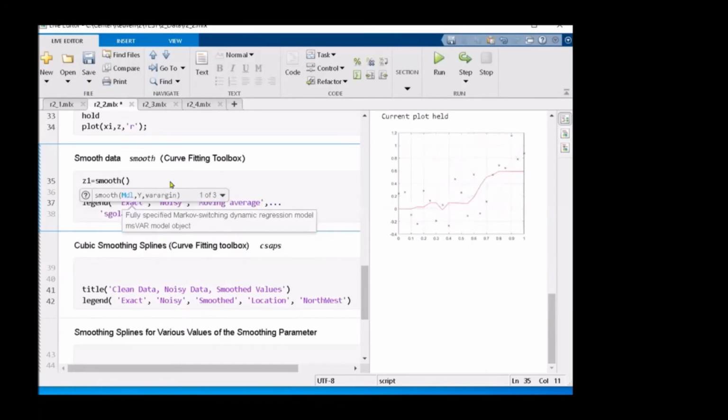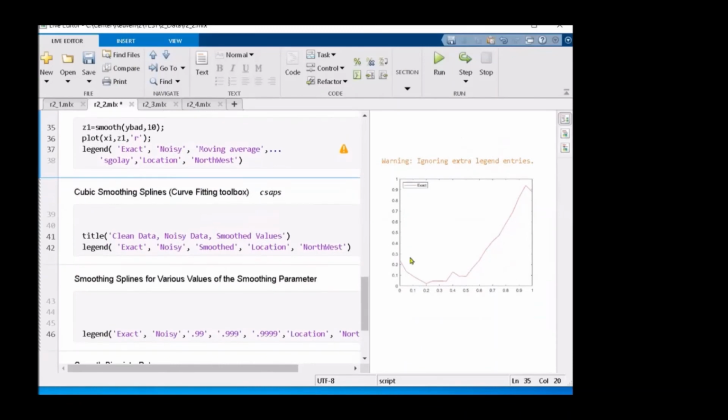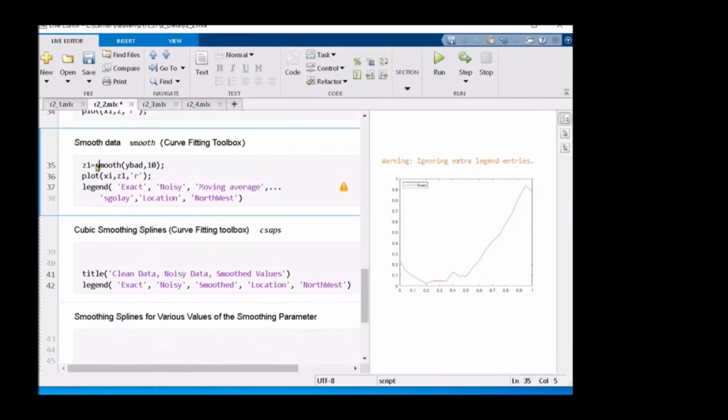The smooth also requires a Matlab toolbox, but it works very similarly well. We can get bad examples from 10 enabled, and we can plot this as the result. Here, let's take, and now it should be Z1. Let's throw out everything and then try to plot smoothing. Okay, this is the smoothing result by using the curve fitting toolbox in Matlab.